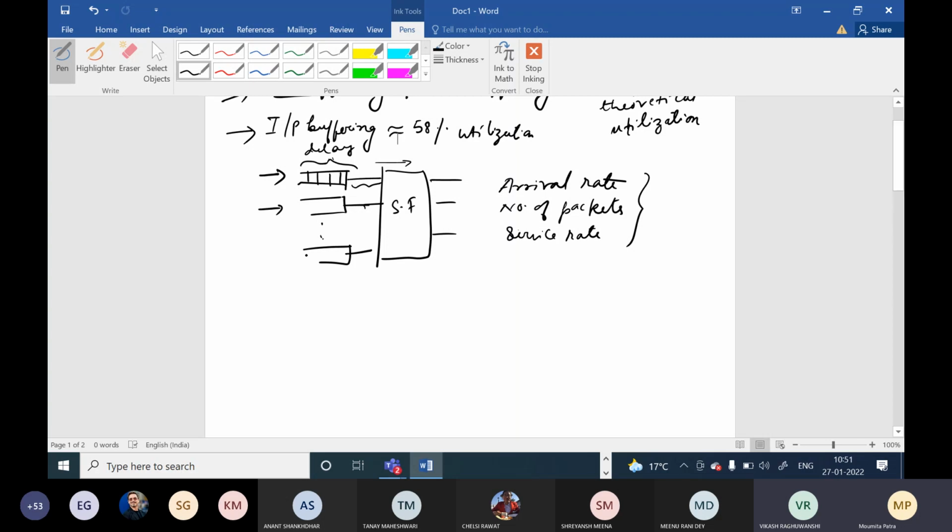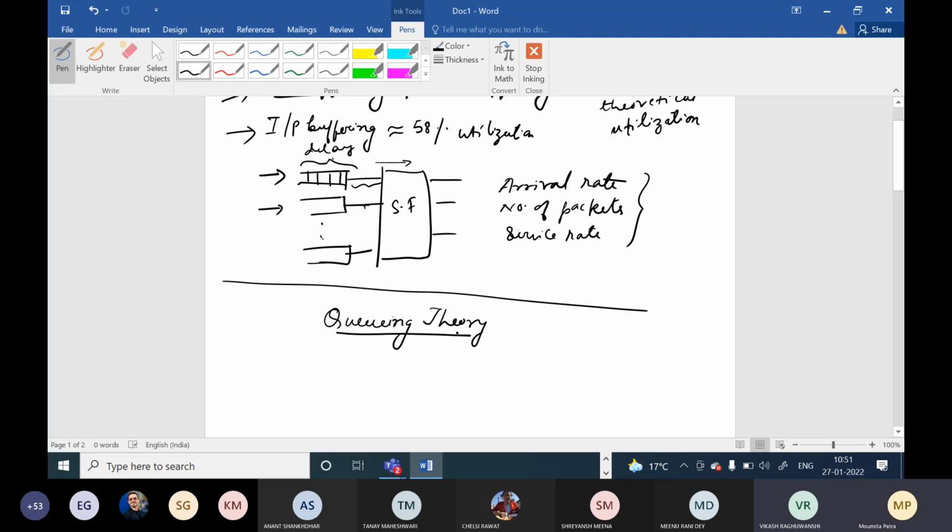So simple mathematics is not going to help you out in this. What is going to help you out? We are going to look at something very interesting, and that is queuing theory.